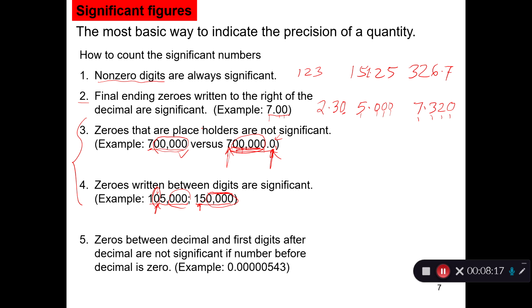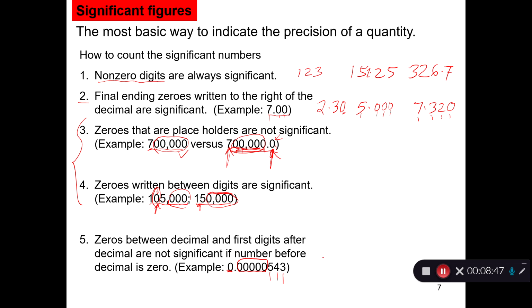The last one, the fifth rule, is that zeros between the decimal and the first non-zero digit after the decimal are not significant if the number before the decimal is 0. Look here, all these zeros, 1, 2, 3, 4, 5. These 5 zeros are not significant because there is 0 in front of the decimal. So this number, 0.0000453, has only 1, 2, 3 significant figures.